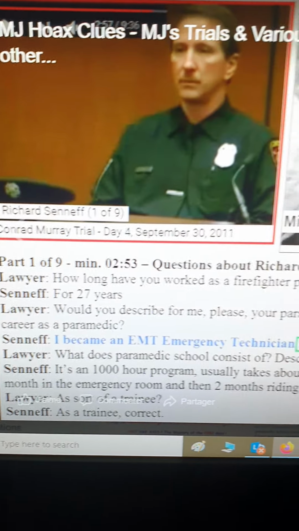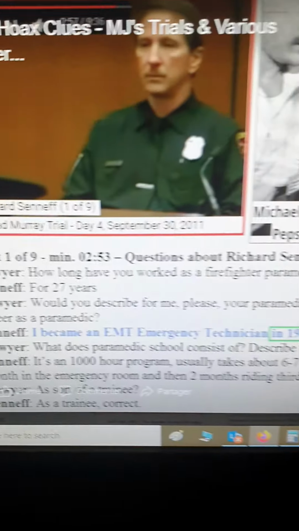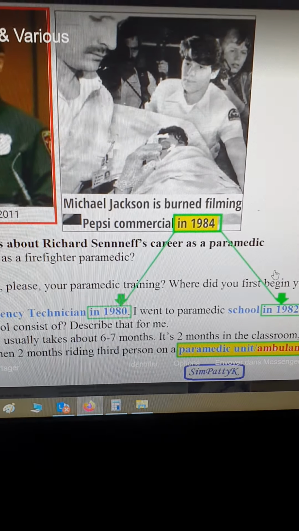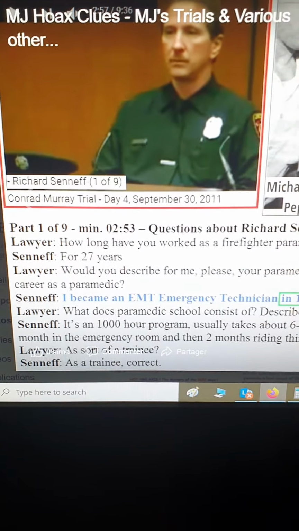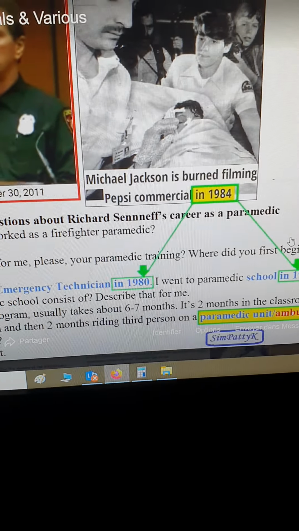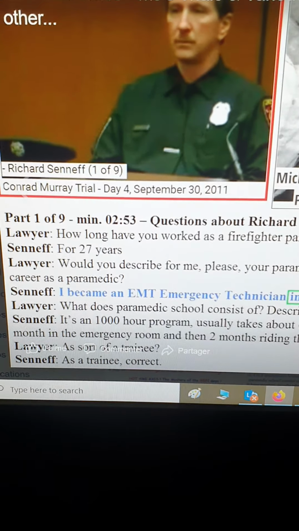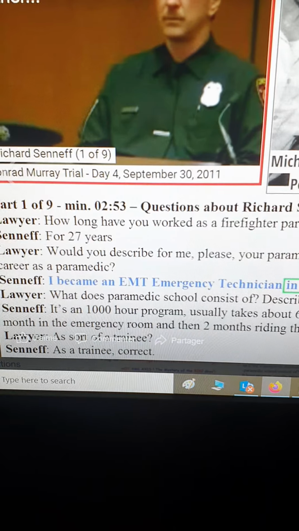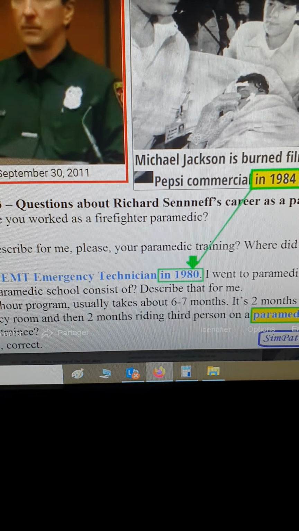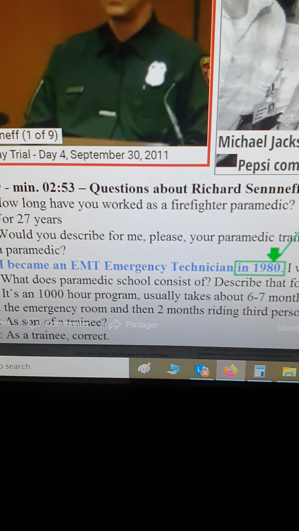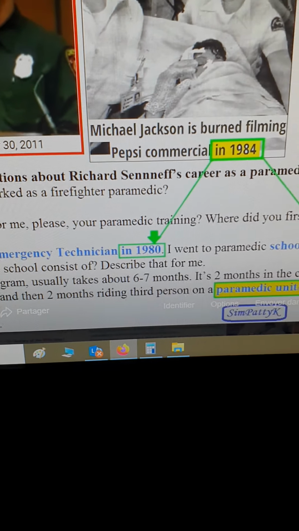Richard Senneff, from the dialogue of the 2011 trial against Dr. Murray. Questions about Richard Senneff's career as a paramedic. How long have you worked as a firefighter paramedic? For 27 years. Would you describe for me, please, your paramedic training? Where did you first begin your career as a paramedic? I started as an EMT technician in 1980.